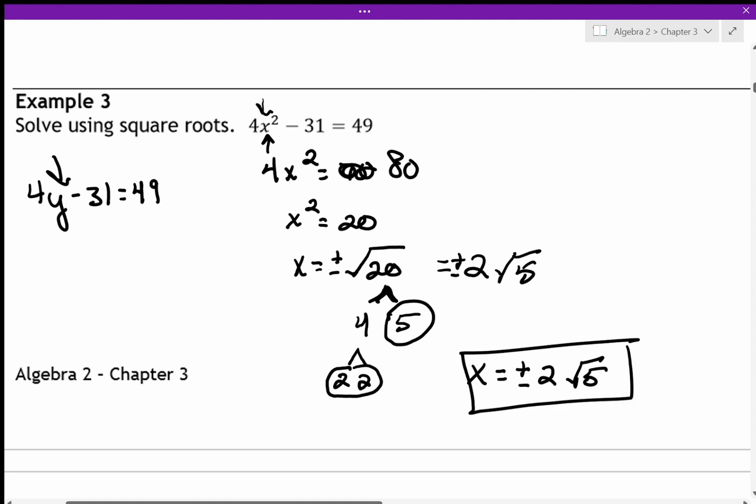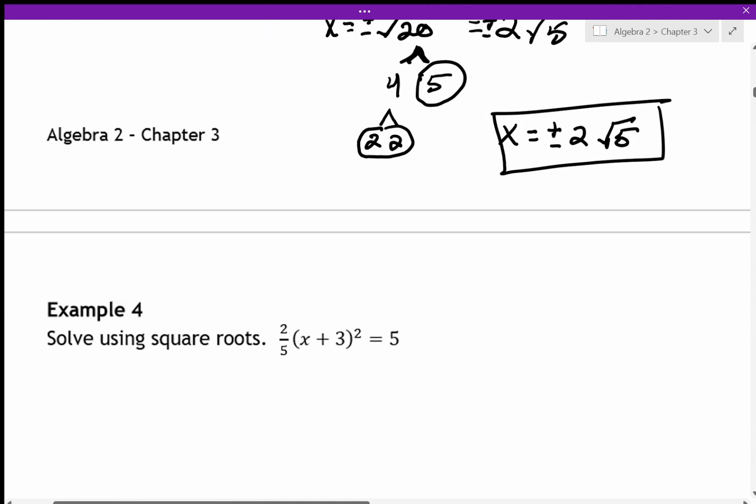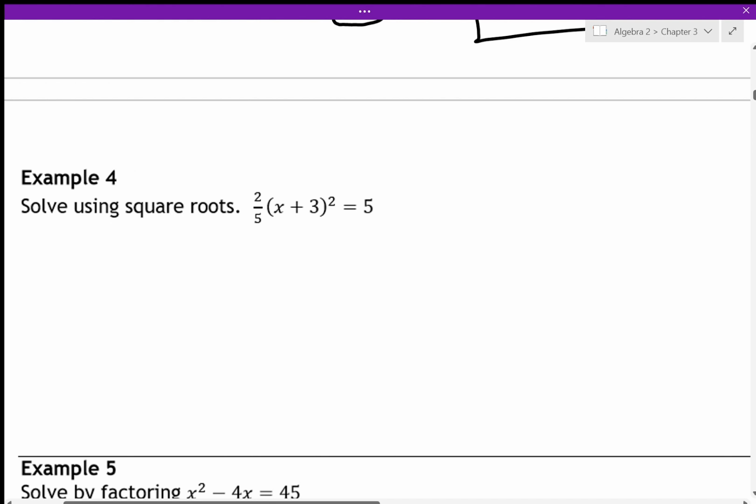And that's example 3. Scrolling down to example 4, we want to again solve using square roots. This time, our quadratic piece is not just an x squared, but there's a whole little chunk there. The x plus 3 is squared.